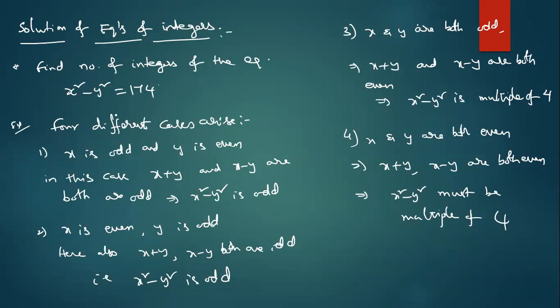X square minus Y square is what here? Never odd multiples of 2. That means what is the case? You can choose any values of x here. What is the case? What are you observing?